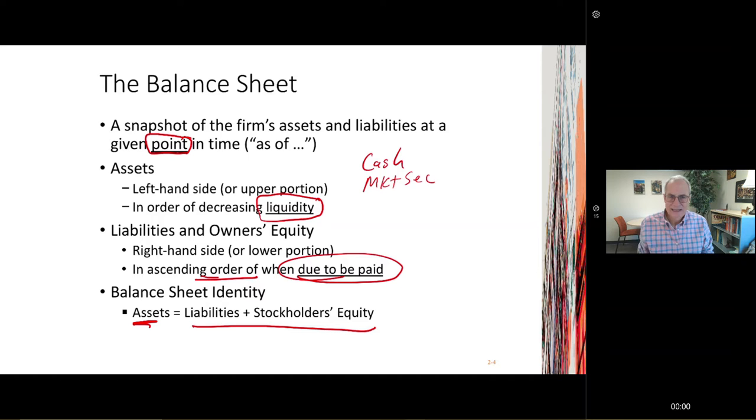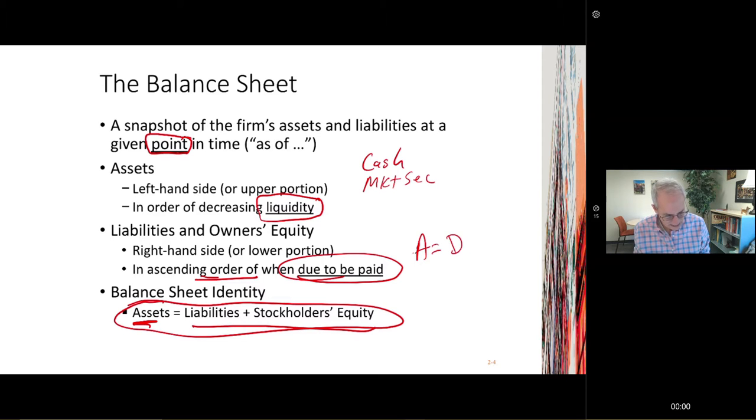So any business major or minor should really know this basic balance sheet equation. Assets equal debt plus equity. And I'm saying debt, I know it says liabilities here because once again, they're interchangeable.